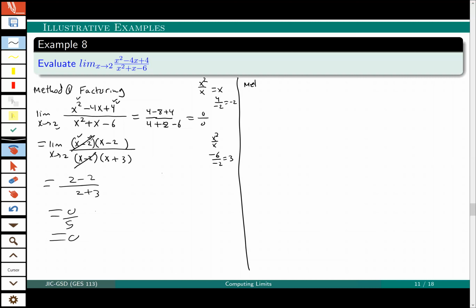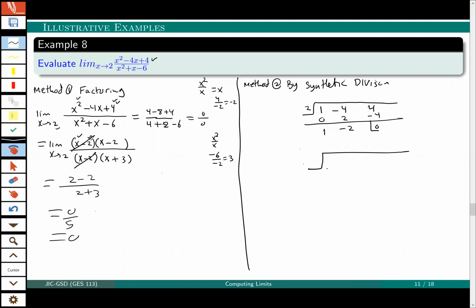Method 2 will be by synthetic division. So if I divide the first polynomial, which has coefficients 1, minus 4, plus 4, by 2: bring down 1, 2 times 1 is 2, minus 4 plus 2 is minus 2, 2 times minus 2 is minus 4, so that will be 0.